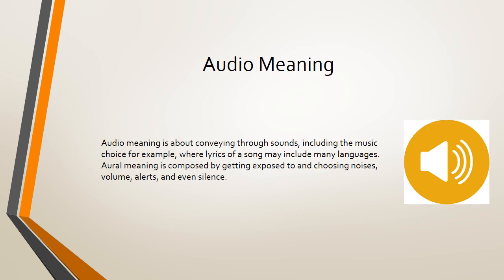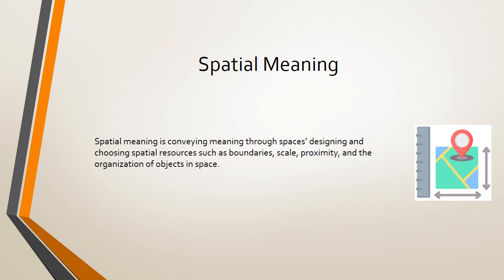Once again, the oral meaning plays a crucial role in communication, and people tend to remember more of what they hear repeatedly. Audio meaning is about conveying meaning through sounds, including the music choice, for example, where lyrics of a song may include many languages. Oral meaning is composed by getting exposed to and choosing noises, volume, alerts, and even silence. Some people get to learn new languages and songs simply by listening to them. A good example is the illiterate people or the elderly who learn the Holy Quran simply by listening to it repeatedly.